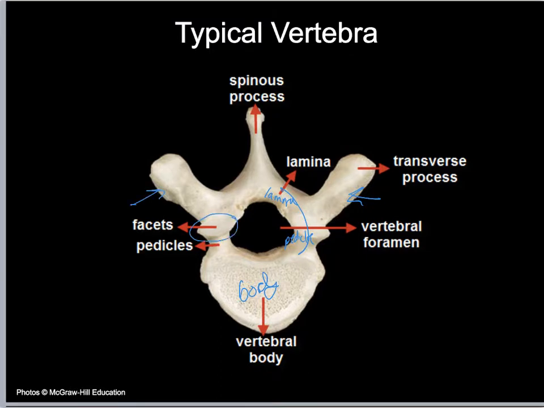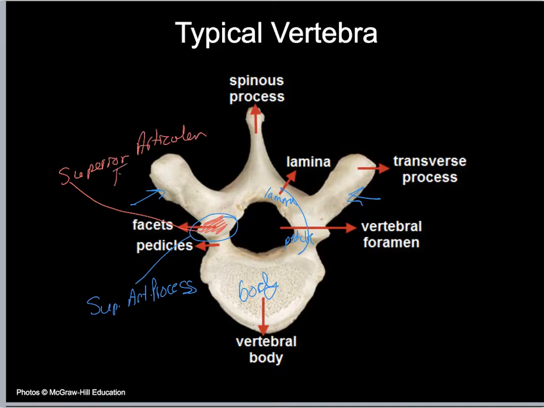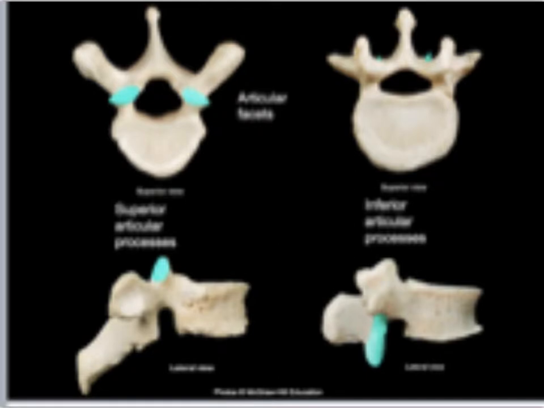This entire thing is the superior articular process. And this smooth surface right here is the superior articular facet. Okay? Big hole, vertebral foramen, and in there you have your spinal cord. Okay? Next slide. All right, so this slide is just giving you a better picture of those processes and facets.